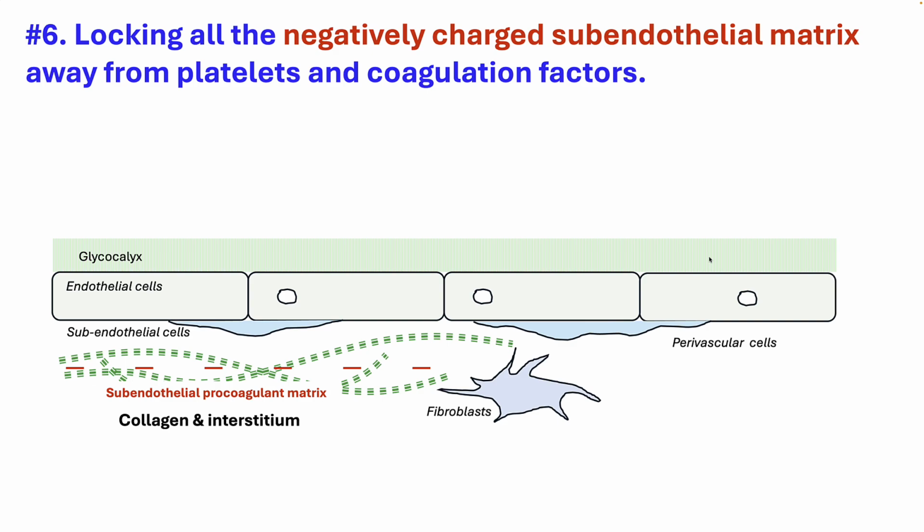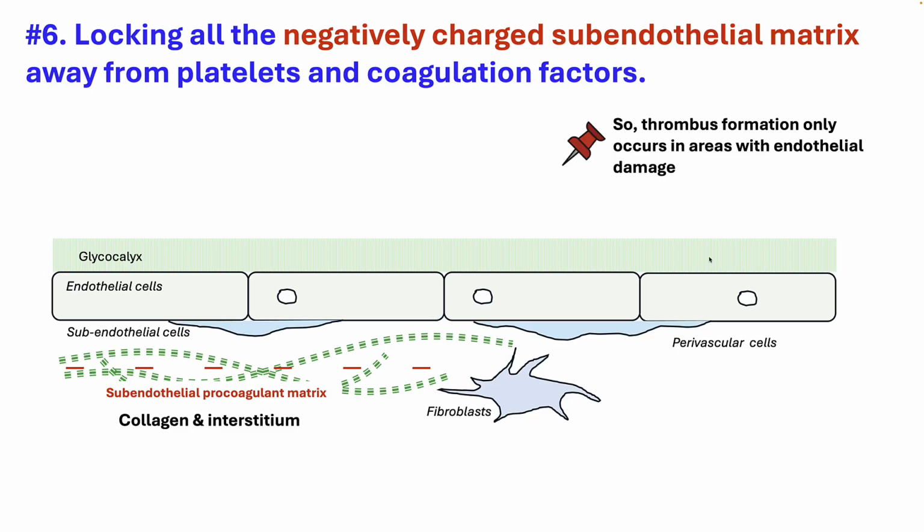Similarly, your glycocalyx and endothelial cells lock away your negatively charged subendothelial matrix composed of collagen away from platelets and coagulation factors. So thrombus formation only occurs in the areas with endothelial damage.